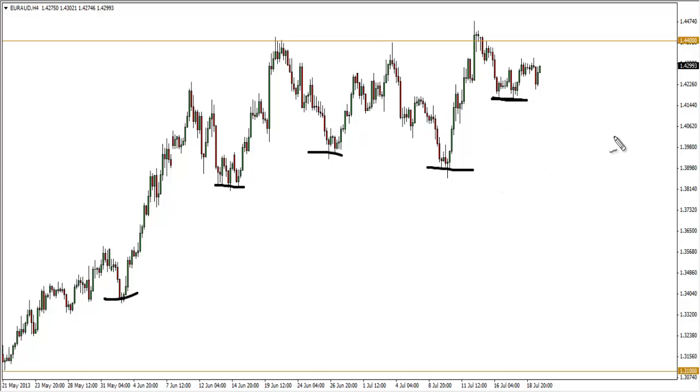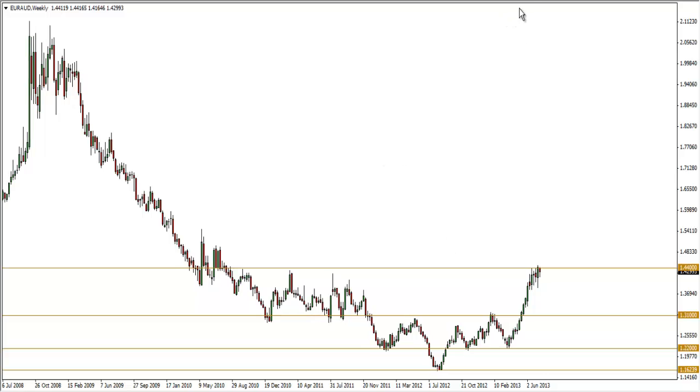So for those traders who want to get long, a buy stop will be placed above here with your stop loss below here, this swing low. So where would traders look to take profit? With that, we have to go to the weekly chart, and we can see that the next obvious target is actually this level here, around the 153 level.